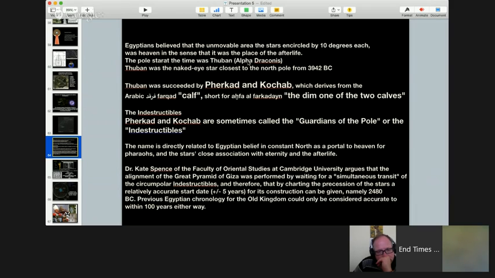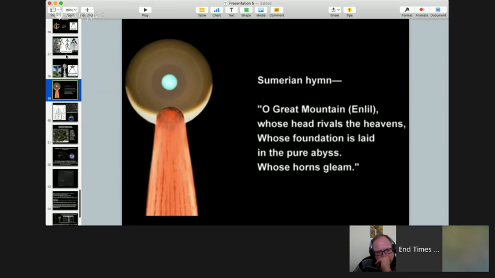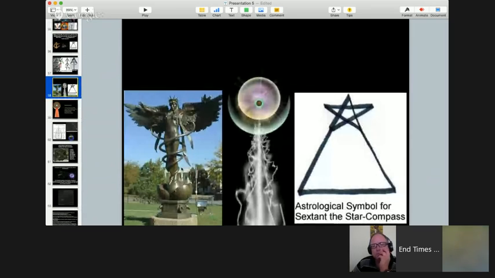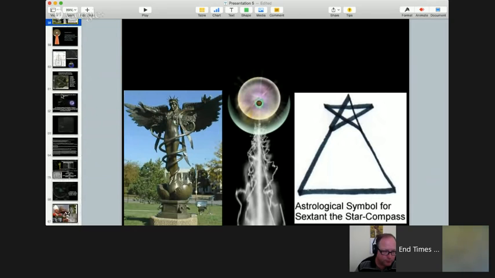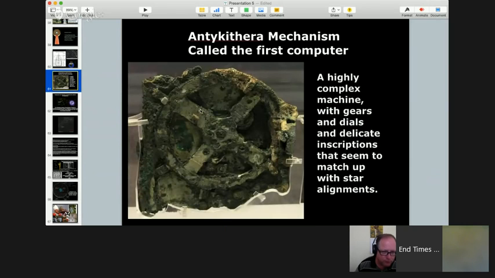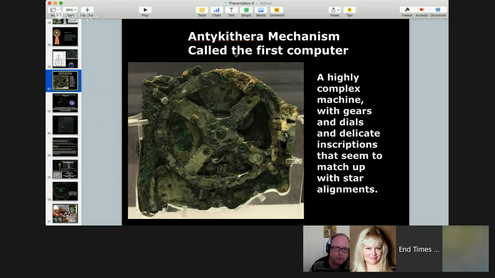So the North Star used to be Thuban, but it is now related to Juno, which is the star of Juno, which represents this symbol. It represents this symbol and this symbol, which is Phanes. One of the things that I found interesting was this also kind of represents the clock mechanism and the sextant. It's called the Antikythera mechanism, called the first computer.